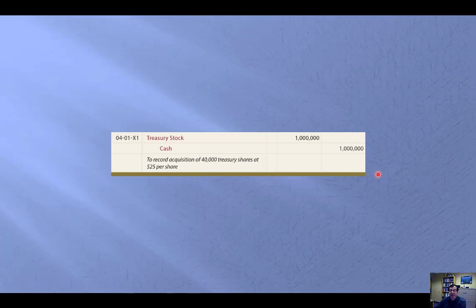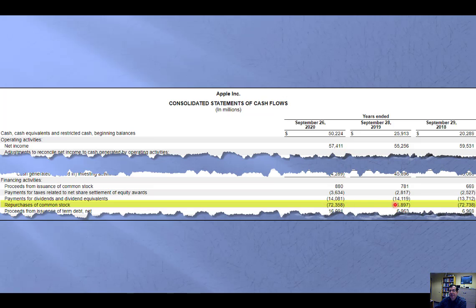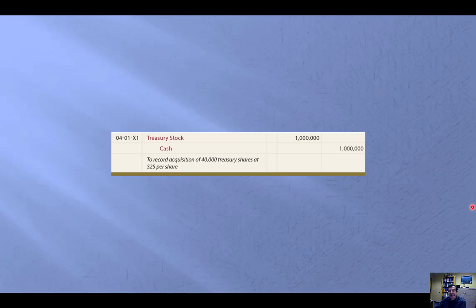The cash flowed out. Usually the way that we account for this is we will go debit treasury stock, credit cash. Let me go back. This is a big credit to cash. And then it is a debit to treasury stock.